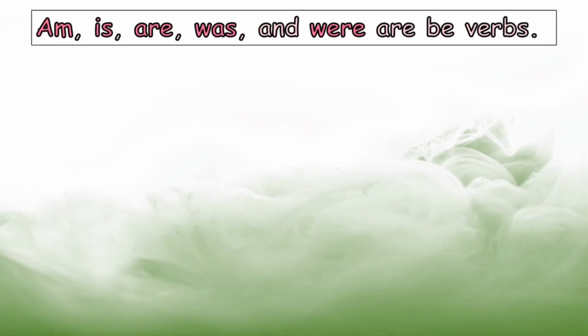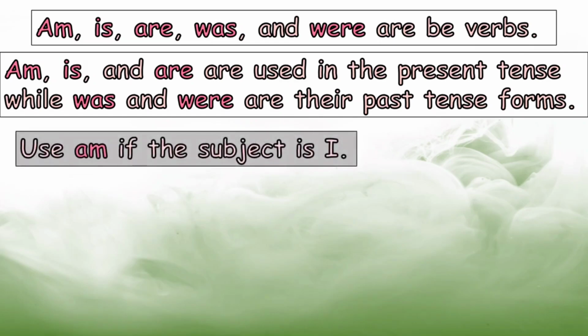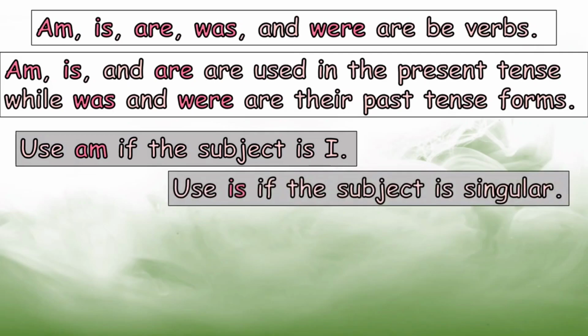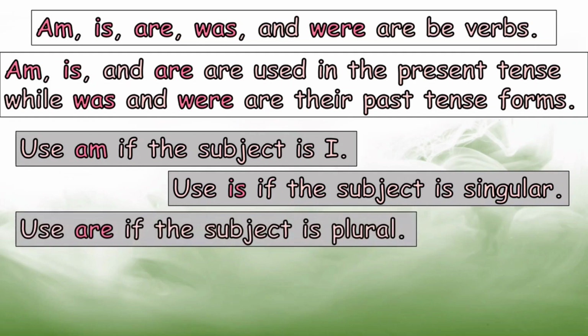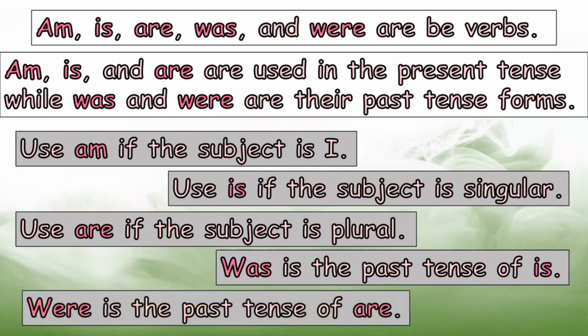Again, the words am, is, are, was, and were are be verbs. Am, is, and are used in the present tense, while was and were are their past tense forms. Use am if the subject is I. Use is if the subject is singular. Use are if the subject is plural. Was is the past tense of is, which is used for singular subject. Were is the past tense of are, which is used for plural subject.